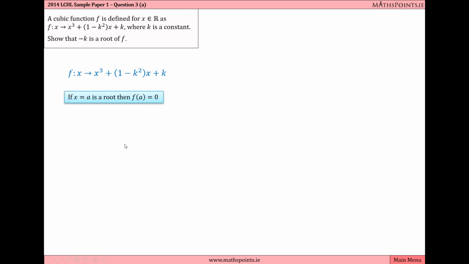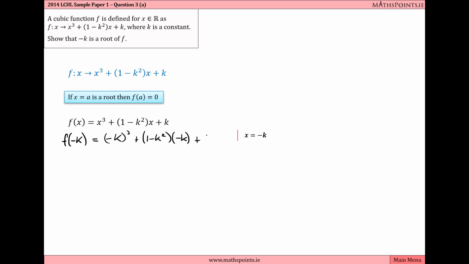So if x equals a is a root of an equation, then f of a should be equal to 0. So what we're going to do is sub in x equals minus k into our cubic equation, and see if the result is 0. So f of minus k would be equal to minus k cubed plus 1 minus k squared times minus k plus k.